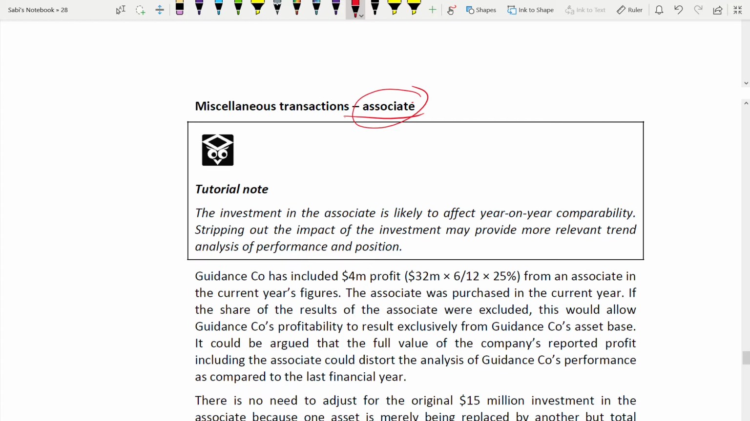Okay. Coming to the associate part. Remember, it was for 6 months. So when you're comparing it with the previous year, you cannot take it, because in the previous year there was not an associate. So this is likely to affect year-on-year comparability. So stripping out the impact of that investment might provide a more relevant trend.